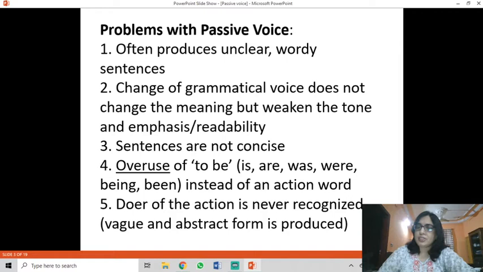Whoever does it, for example, he opened the door. So the door was opened by him. Naturally, the doer of the action, who is performing the action, takes the least importance in a sentence. That is why we say that passive voice produces vague sentences, and an abstract form is produced. Abstract means which has no concrete shape. So it is vague and it is unclear.